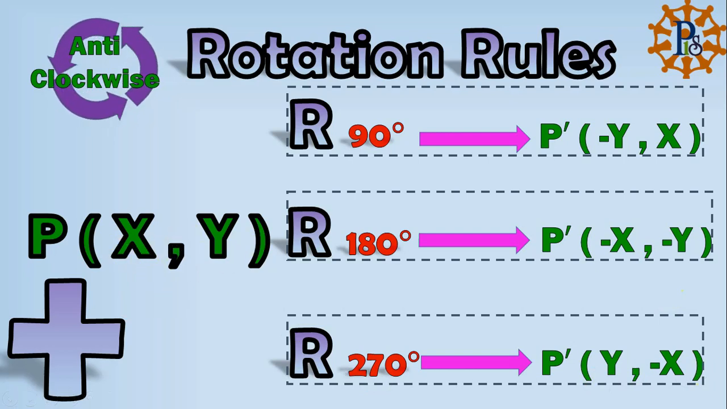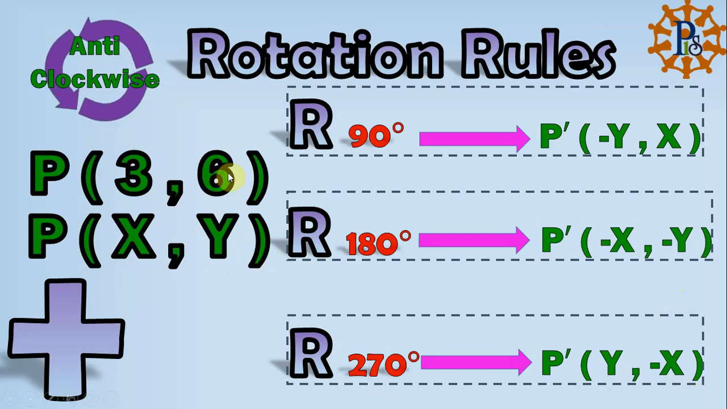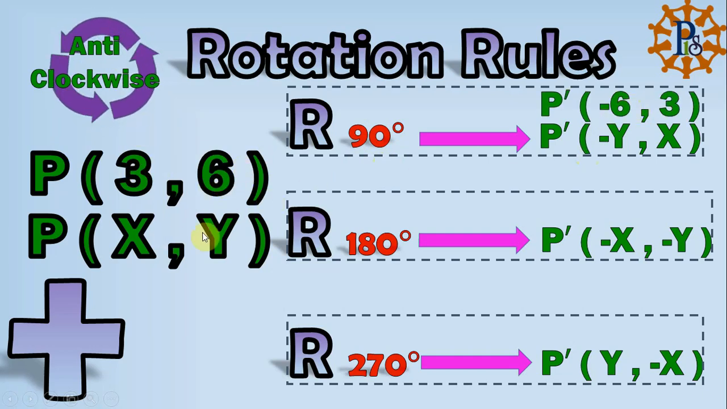Let's see an example. If I have a point (3, 6), and I want to rotate this point by 90 degrees anti-clockwise, because the angle is positive, I will change the sign of 6 and cross the places. So it will be negative 6 at the beginning, and the 3 will be here. If I want to rotate 180, I just change the sign of both of the two numbers only. So it will be (-3, -6).